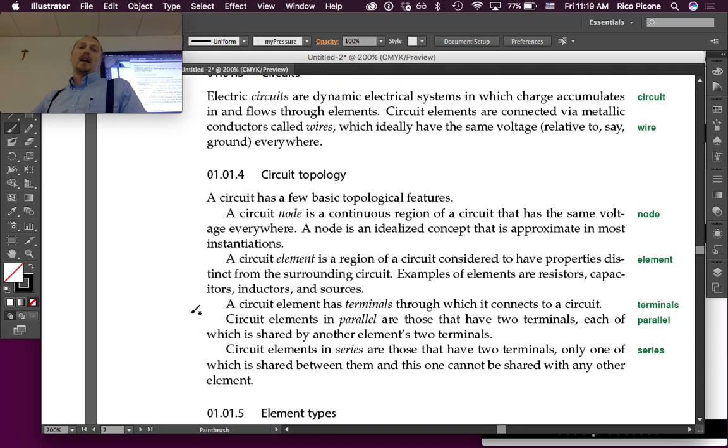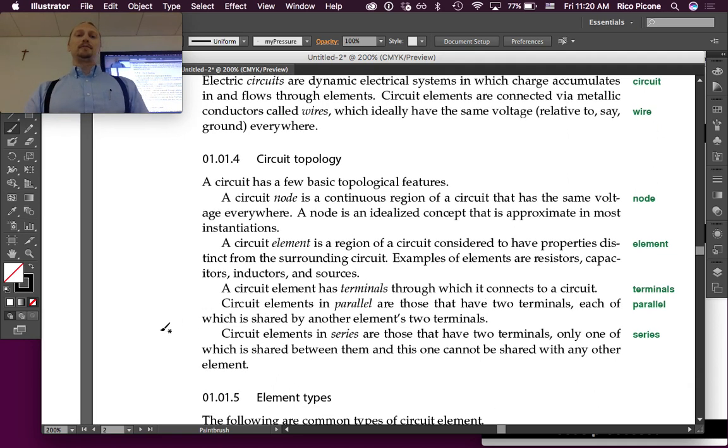A circuit element has terminals through which it connects to a circuit. A resistor has two terminals, one on each end, and you connect that up to the circuit. A battery has two terminals, well, all the ones I've ever seen have two terminals, and all the other circuit elements you've seen for the most part have two terminals. There are other types that have more terminals than that; we'll talk a little bit about those. Circuit elements in parallel are those that have two terminals, each of which is shared by another element's two terminals.